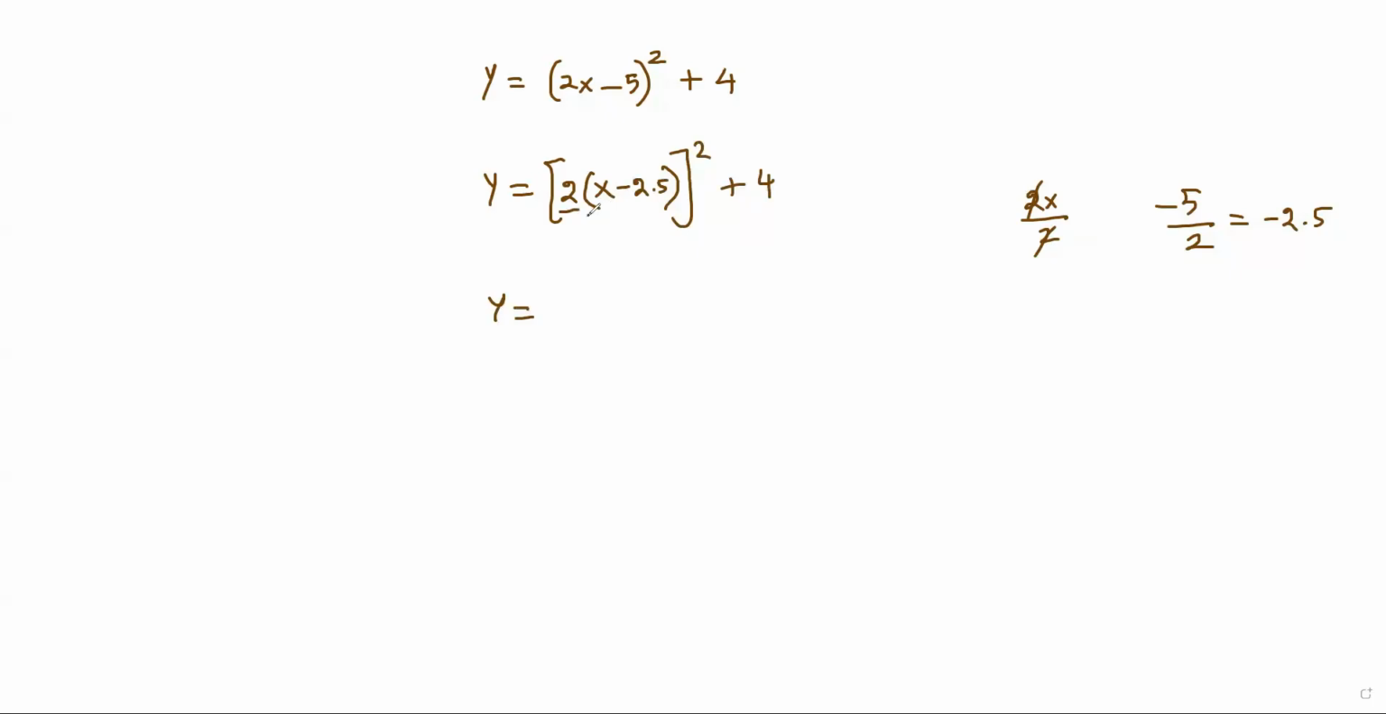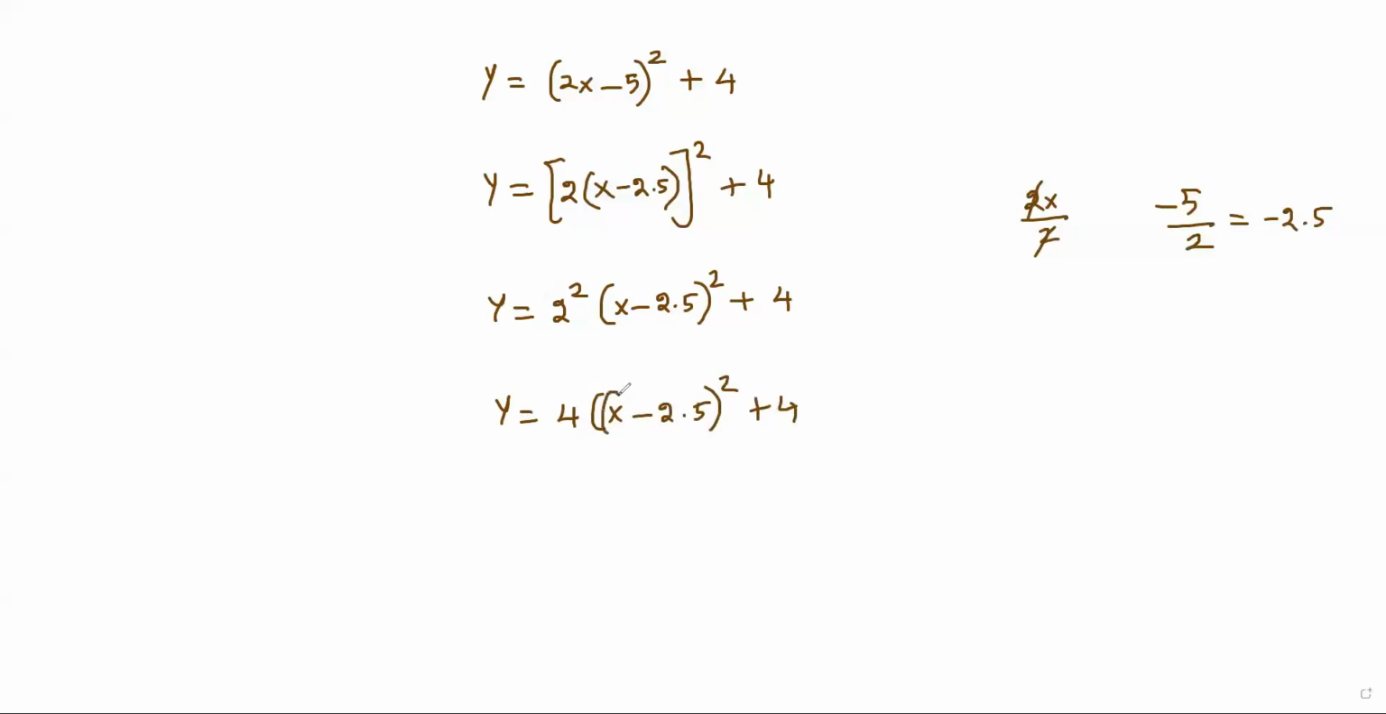So here, two quantities. The first quantity is 2 and the second quantity is x minus 2.5. Both of them are multiplied and we have the common exponent 2. According to the exponent rules, whenever two quantities are multiplied and we have a common exponent, the exponent can be distributed to each quantity. So then I'll get 2 squared times x minus 2.5 the whole square plus 4. The value of 2 squared is just 4, so 4 times x minus 2.5 the whole square plus 4.